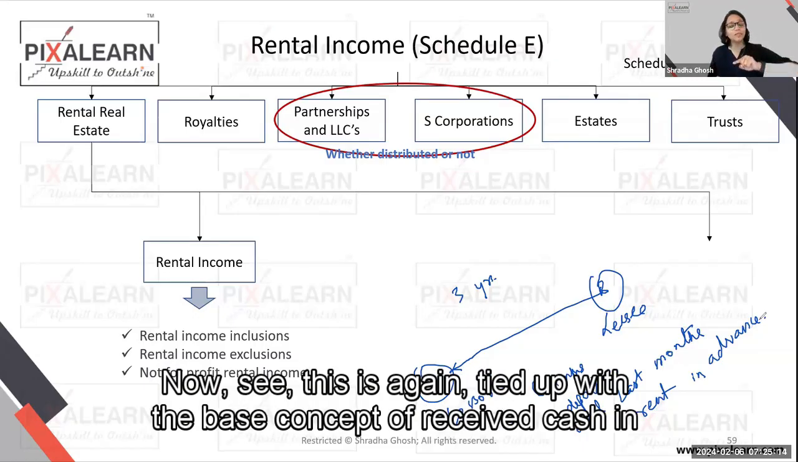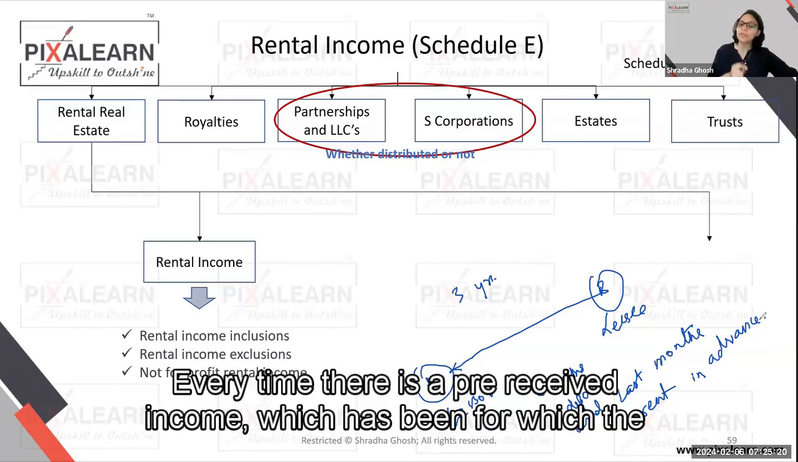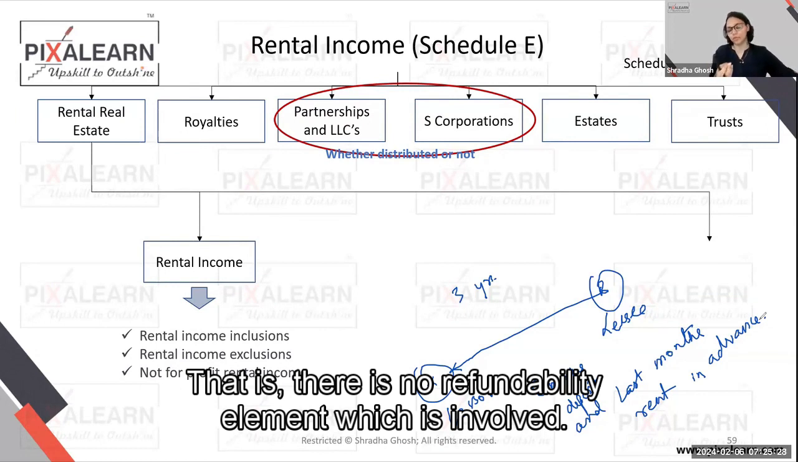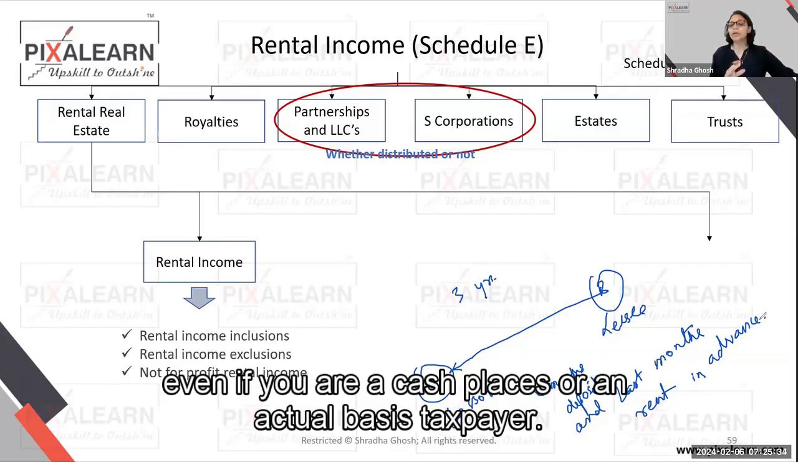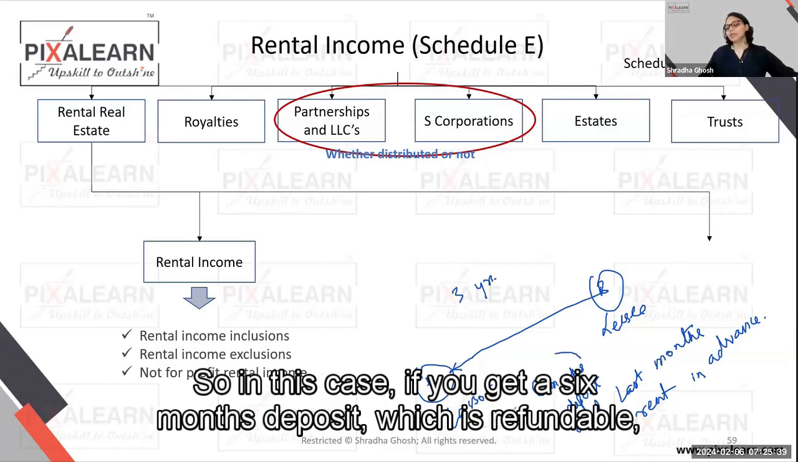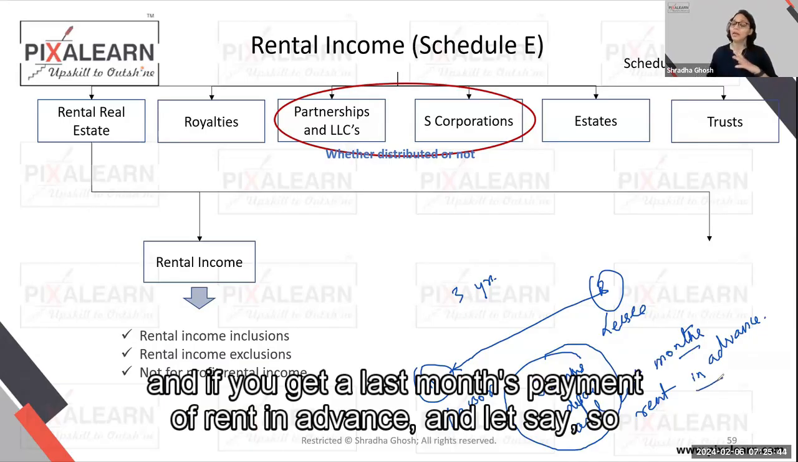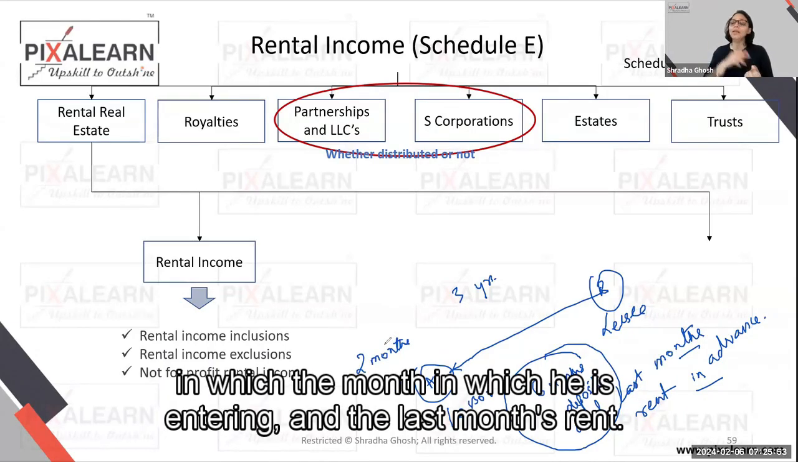This is again tied up with the base concept of receipt, cash, and the accrual system. What did we say? Every time there's a pre-received income for which the person does not have to pay you back the money, there's no refundability element involved, you will offer it to taxation in the year of receipt, even if you are a cash basis or an accrual basis taxpayer. So in this case, you get a 6 months deposit, which is refundable, and you get last month's rent in advance. When he enters into a lease, he will pay you 2 months rent: the month in which he is entering, and the last month's rent.